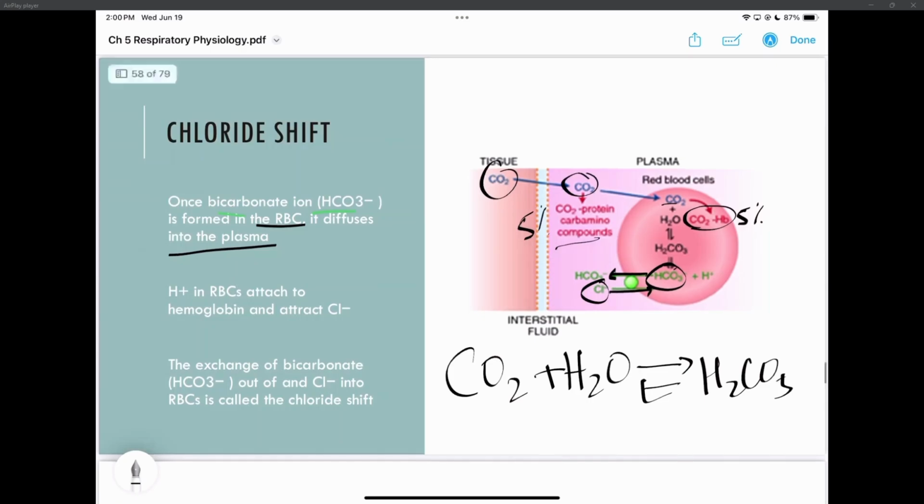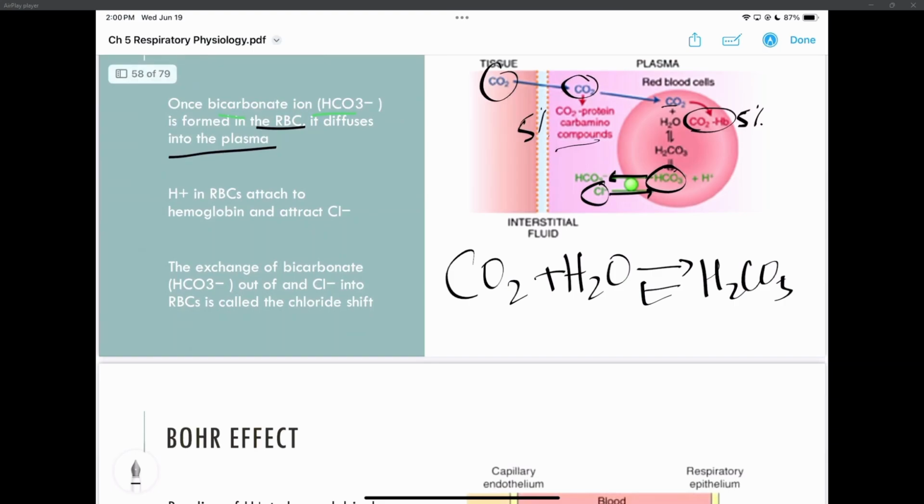This carbonic acid also undergoes a bidirectional event with enzymes to give you bicarb plus a hydrogen. And this bicarb here is what diffuses out in that chloride shift.